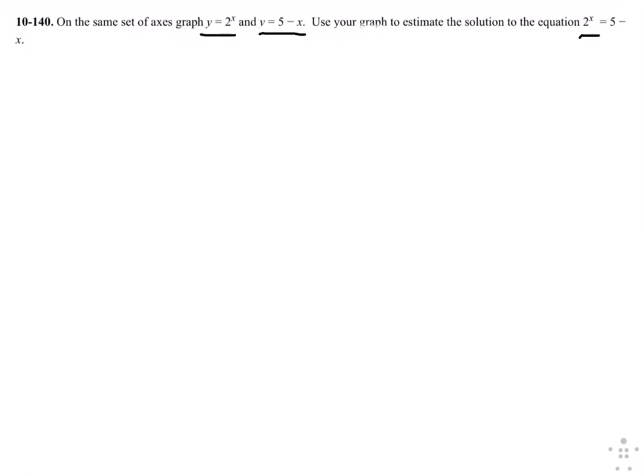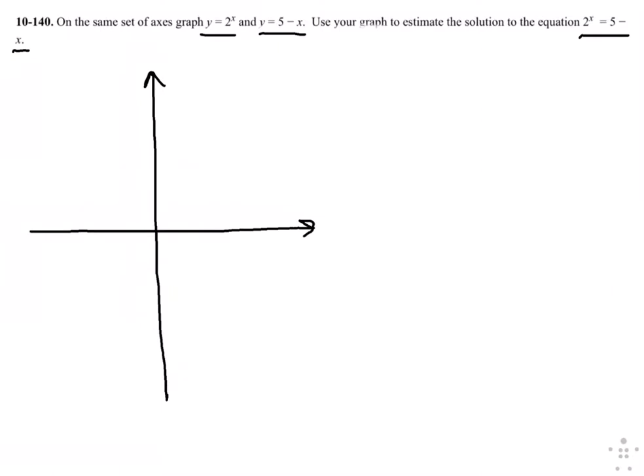Look at the equation: 2 to the x equals 5 minus x. So basically they're saying, when do these two equations equal each other? So they're looking for the intersection point. So on the graph, we would look for the intersection point. So let's graph these, right? I'll graph the exponential one in red, and we'll graph the linear one in purple or pink, whatever that one is. Okay, so let's do red.